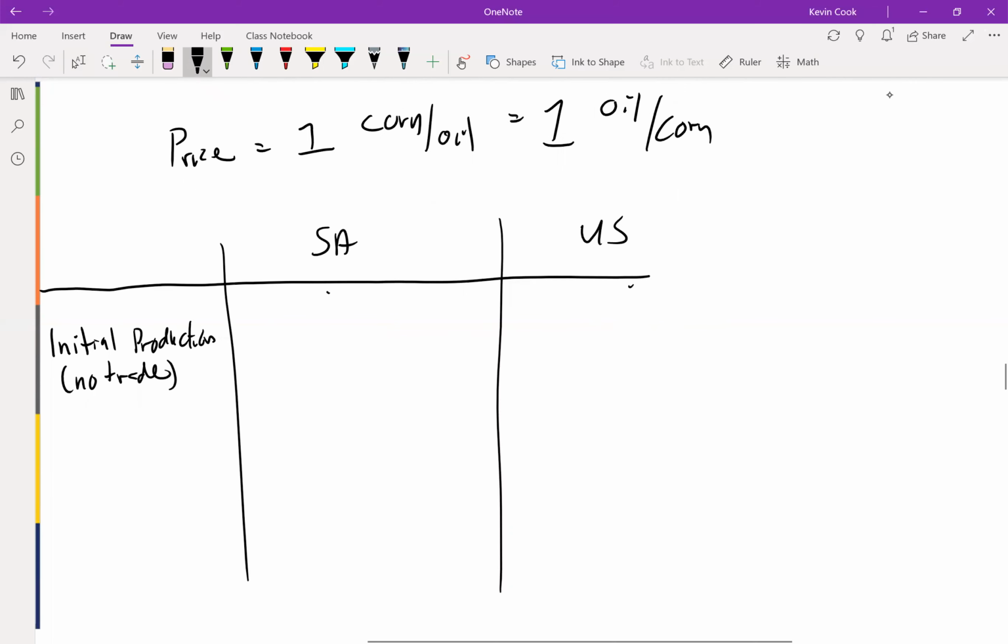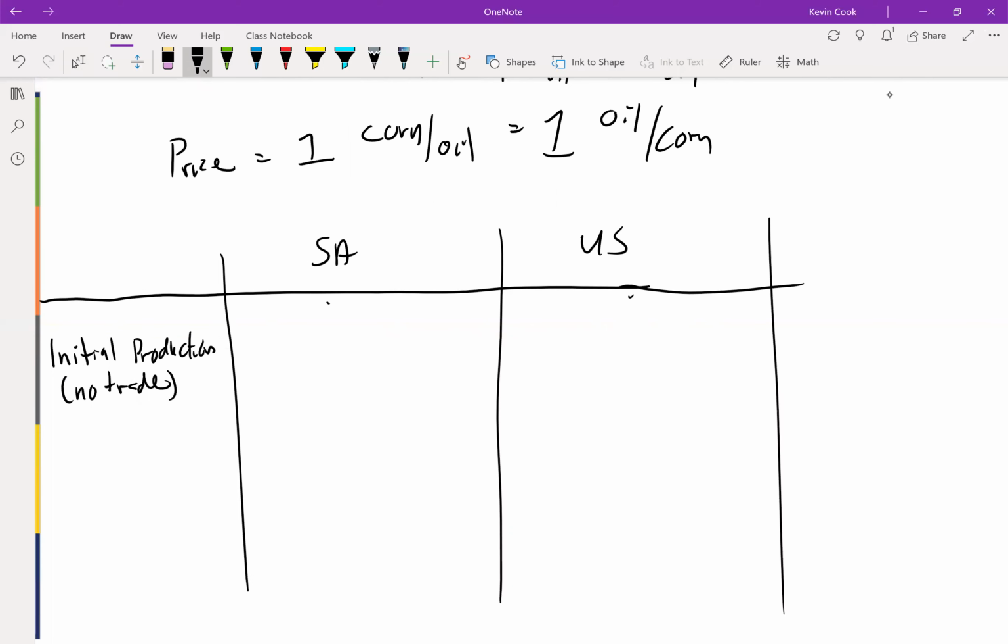And if you come across a problem like this, I really encourage you to just take it step by step and make it work out. So our initial production, we said that is with no trade. We said that Saudi Arabia produced 60 oil.